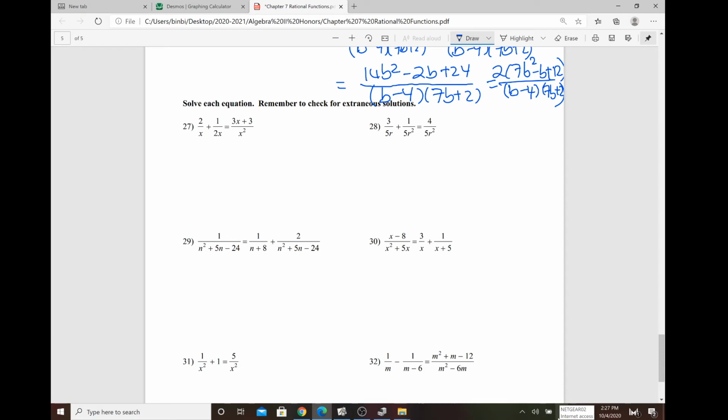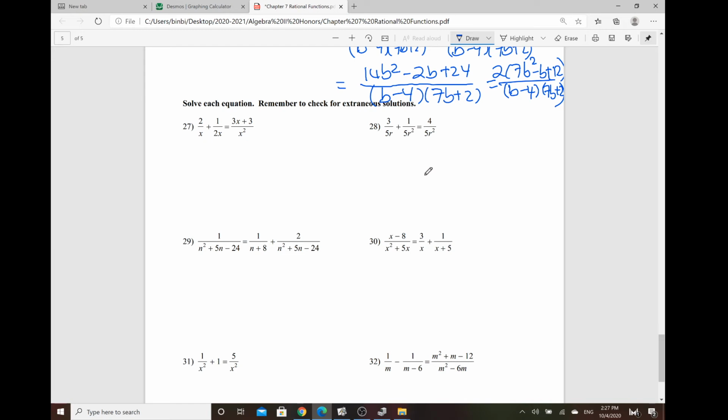So solve each equation, remember to check for extraneous solutions. To check for extraneous solutions means that whatever value of the variable you find, you always want to plug the number back into the original equation. If the numbers on both sides are equal, that means it's a valid solution. If the number on the left is not the same as the number on the right-hand side, then the value of the variable is considered an extraneous solution.